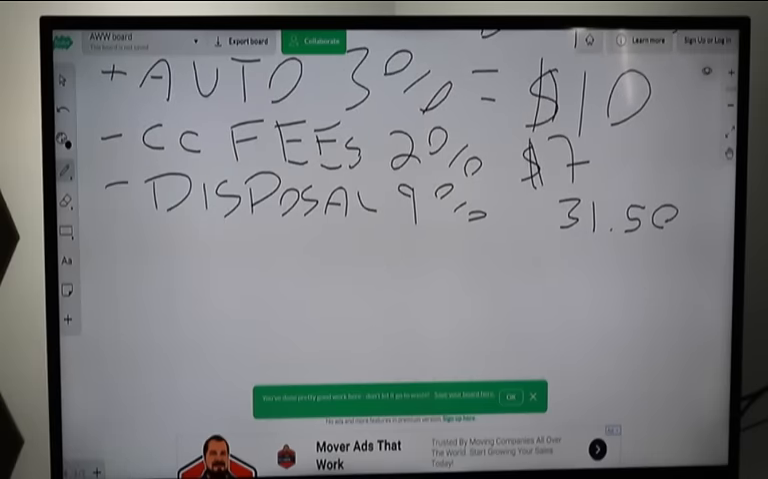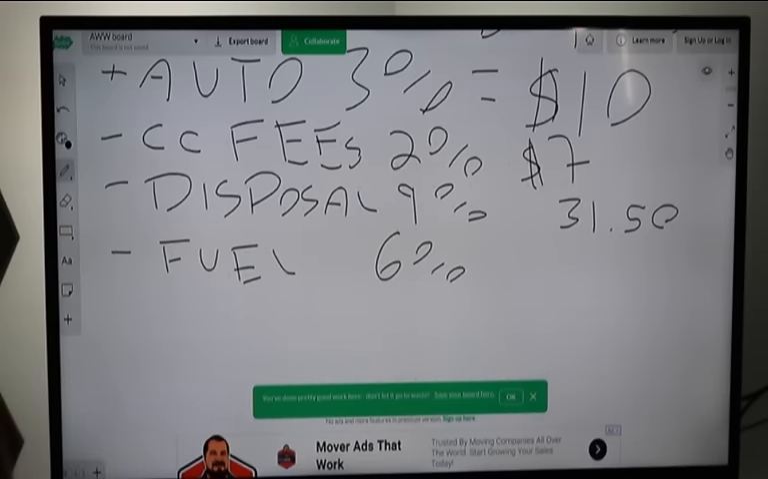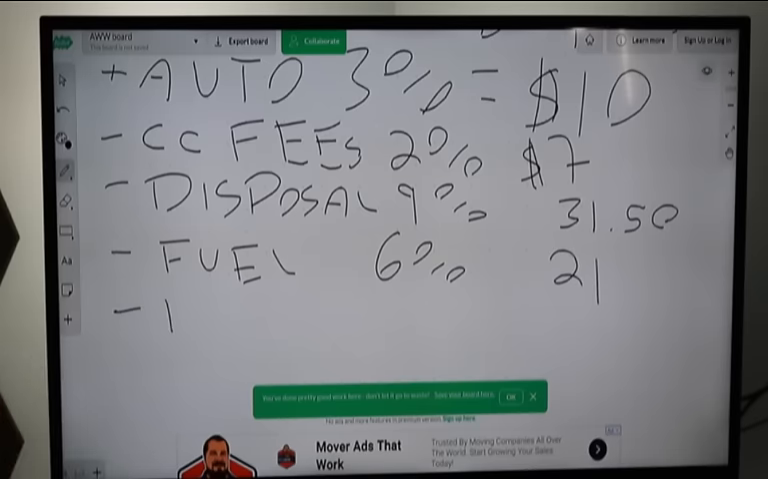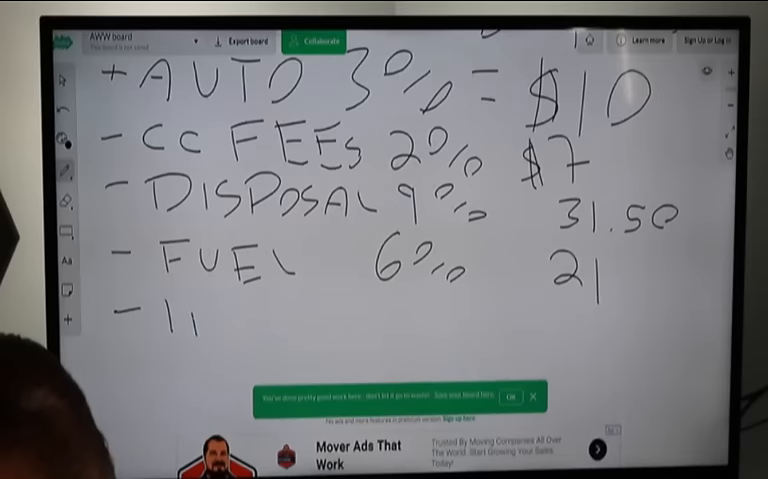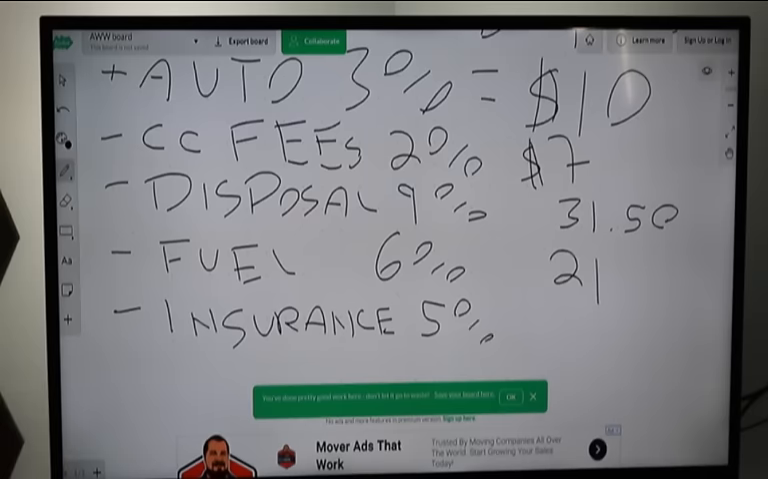Okay, we got a fuel cost in at 6%. That's 6% of income. That's going to cost you on average about $21. We've got insurance. That's workers' comp, automobile insurance. Every insurance you pay, you need to figure as a percentage of your job, because that's the only reason you have insurance. You wouldn't have insurance if you weren't making money. So insurance is going to be about 5%. This can vary depending on how long you've been in business. This is going to be higher if you're new in business. It's going to be lower if you've been in it longer. Insurance costs at 5%. You're going to be about 17.